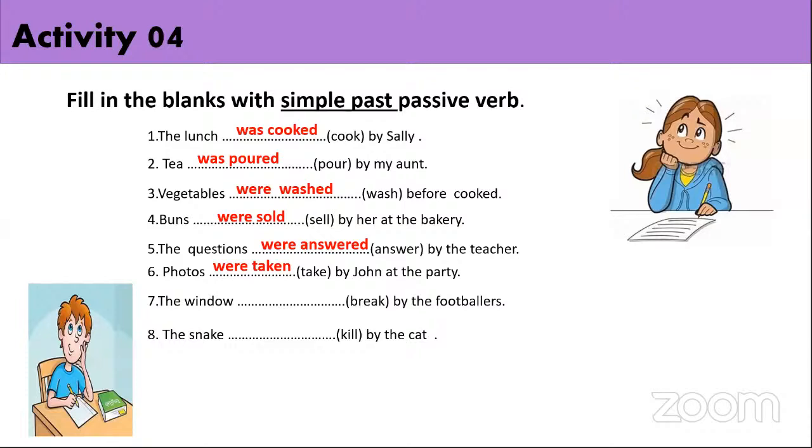The window, then again singular. Then was or were? Was. Then break. Now you know that. Broken. Okay. The last one, the snake. Only one. Then was. Past participle verb form of kill is killed. Then the snake was killed by the cat. Okay. I hope it is clear to you.